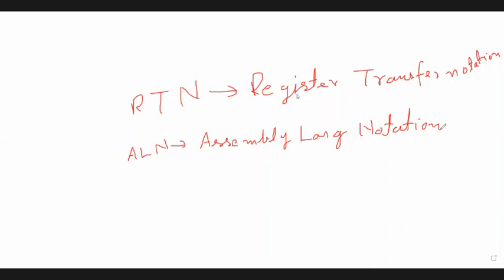So assembly language notation is something that is actually used for executing the program, whereas RTN is basically for understanding. So let's see how we do that.